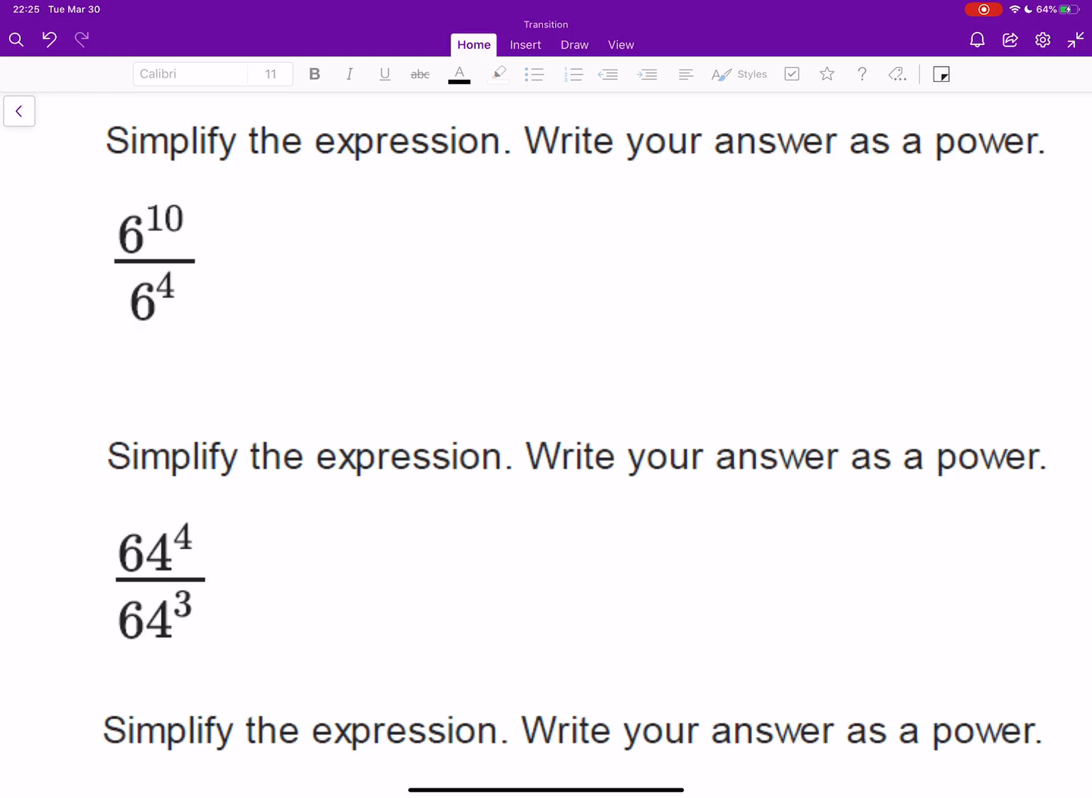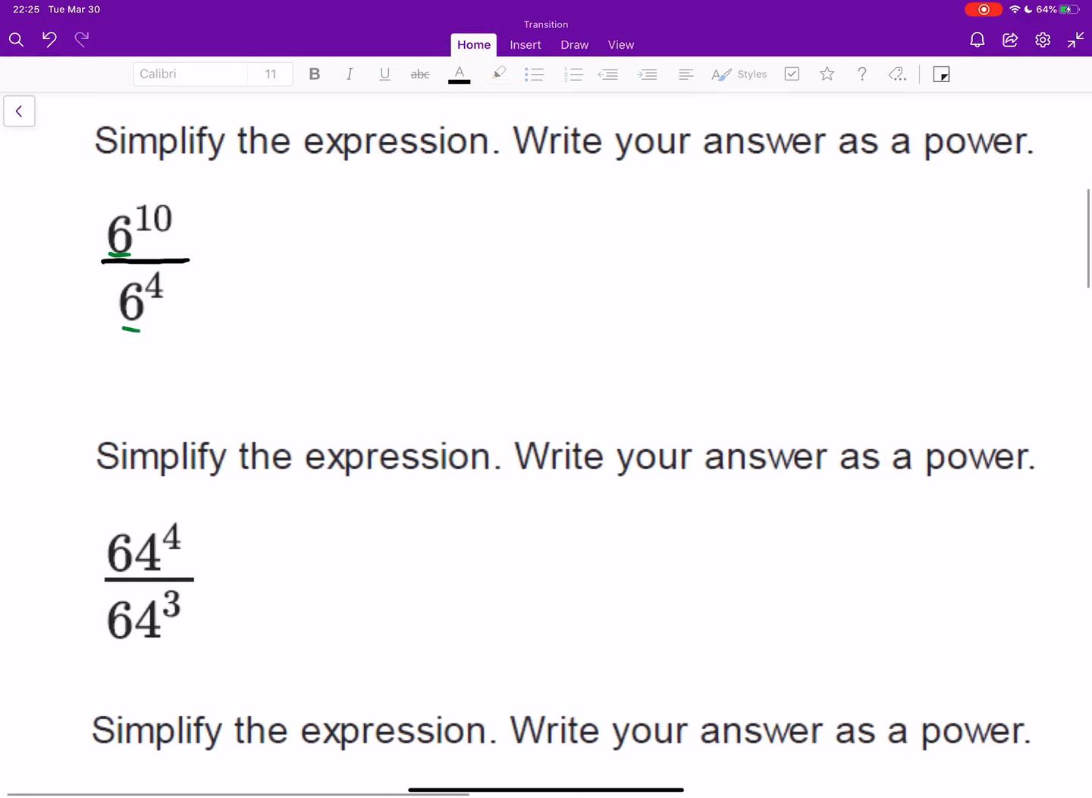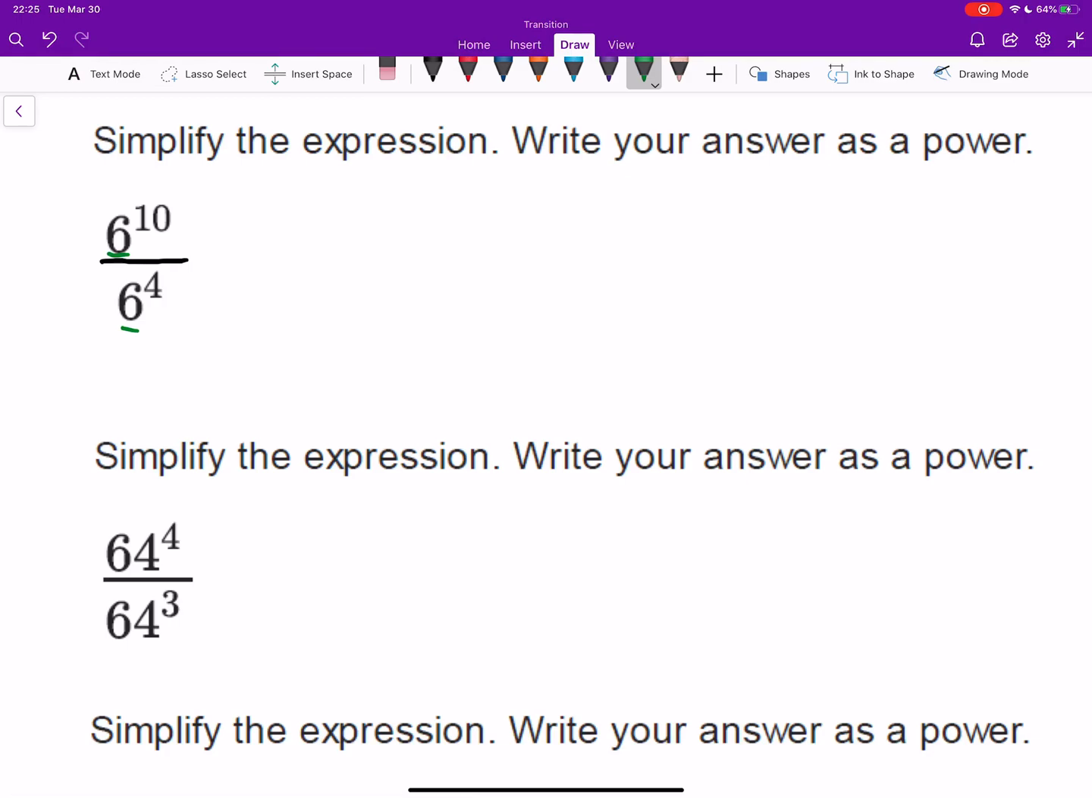Next one here. Again, simplifying the expression. This time it's a little different. This bar here, remember, means to divide. So once again, I'm going to look for the same base. I see I have a base of 6 and a base of 6. I don't have the rule copied over here, so I can't exactly scroll over. But what I do know is that when I divide things with the same base, I can subtract the powers. That's my shortcut.